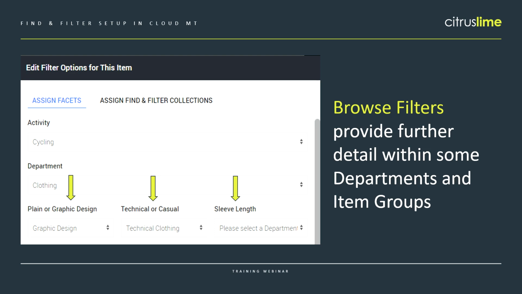We can view the Find and Filter options that have been assigned to an item on the item record. We call those options facets, so each item will have a department facet, a colour facet, and so on. We've also seen that within some of the facets, an extra level of options appears, and these are called browse filters.